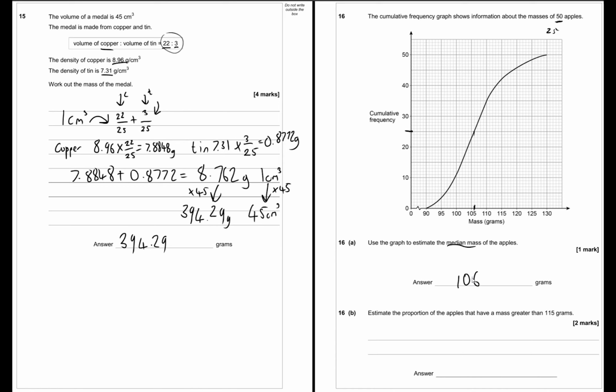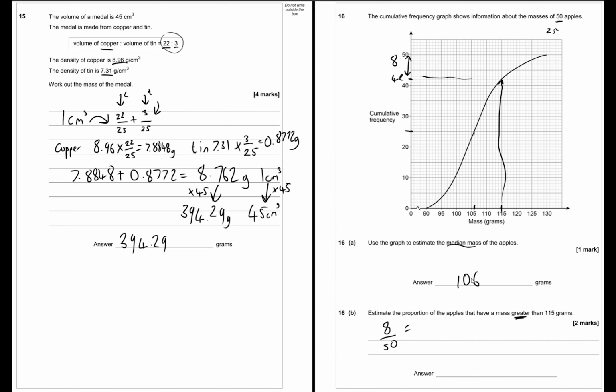B. Estimate the proportion of the apples that have a mass greater than 115 grams. So for this one, we're doing the opposite. We're going to start at 115 grams here, go up the graph till you get to here, and then go across the graph until you get to here. So that is 42. So we want to find the proportion of the apples that have a mass greater than this. So we're interested in this little bit here, which is 8 apples. So we know 8 apples weigh more than 115 grams. So we want to do 8 over 50. And that's it. That's our proportion done.